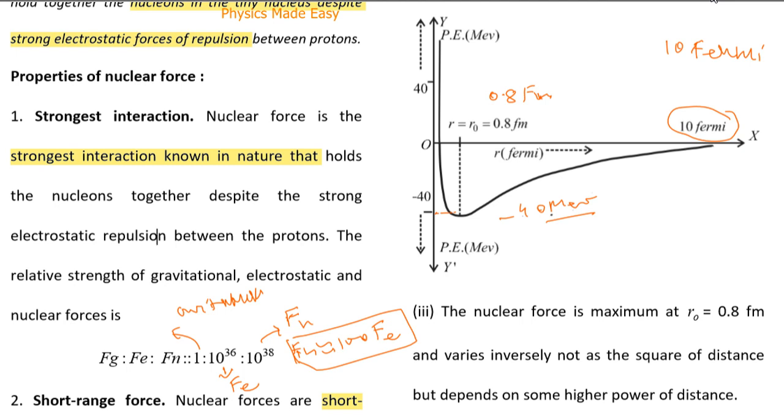Now we reduce these values further, and the force becomes less and less attractive. And at this particular point, it becomes 0. Now if we move the nucleons closer than this point, then a very strong repulsive force develops.